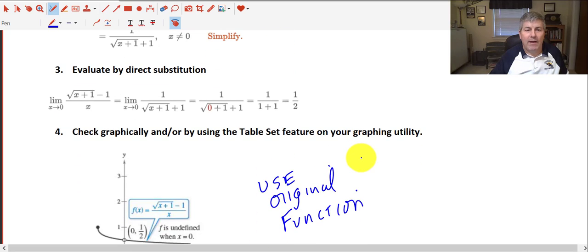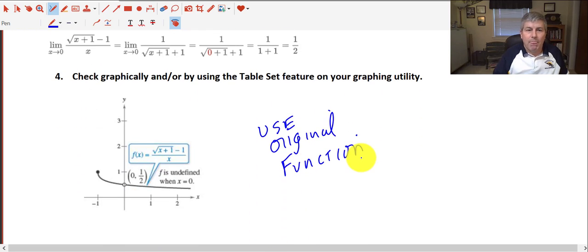And you can check this graphically on your graphing calculator. As you can see here, when you input this into your graphing calculator, we're going to use the original function. As you can see, our x values begin at -1, because in our original function, we don't want negative square roots. We want real solutions here.